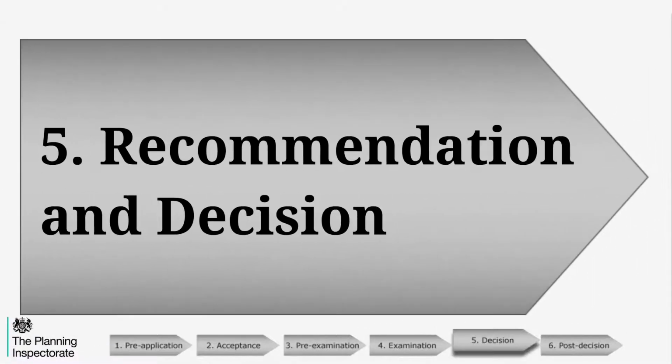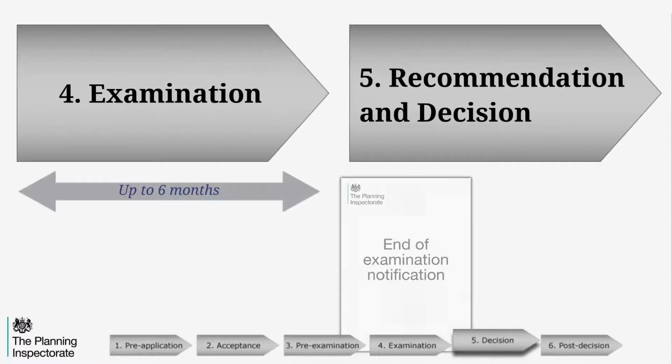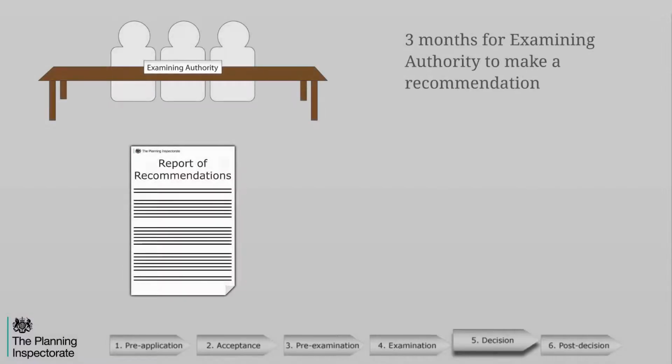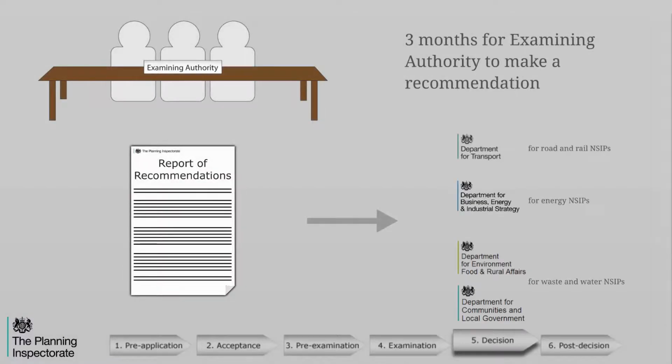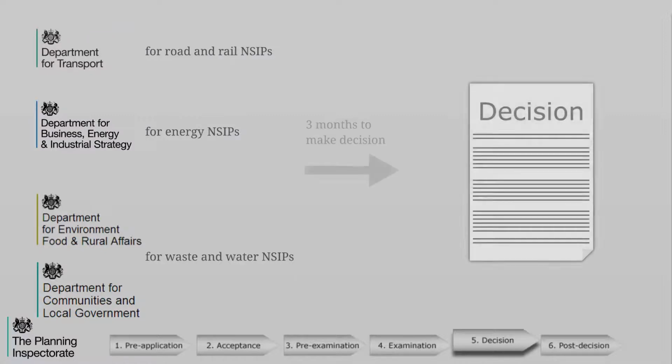Recommendation and decision stage. Once the 6-month examination is over, you will be notified about its close. After this, the examining authority can no longer accept any submissions. The examining authority has 3 months to write its recommendation and submit it to the relevant Secretary of State. The relevant Secretary of State makes the final decision for all NSIPs. The Secretary of State has 3 months to decide whether or not to follow the examining authority's recommendation and to make its decision.